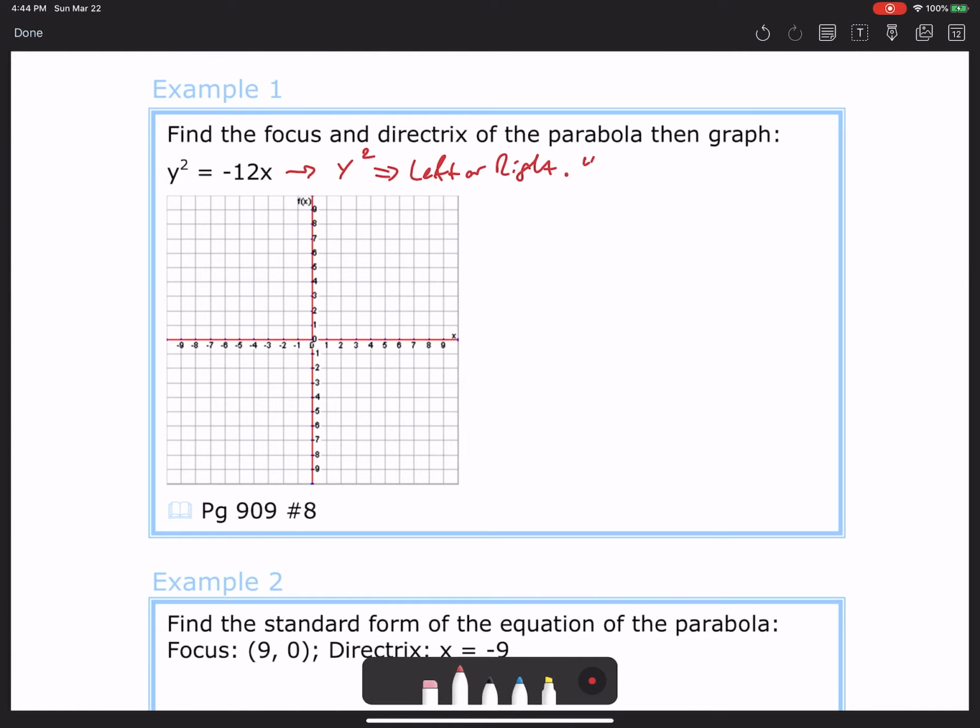My 4p is equal to negative 12, which is less than 0, which tells me it's going to be opening in the negative horizontal direction. Matter of fact, I think I'm going to go back, and instead of saying left or right here, I'm going to say horizontal. And the fact that our 4p value is negative, in other words less than 0, tells me that my parabola is going to open in the negative horizontal direction.